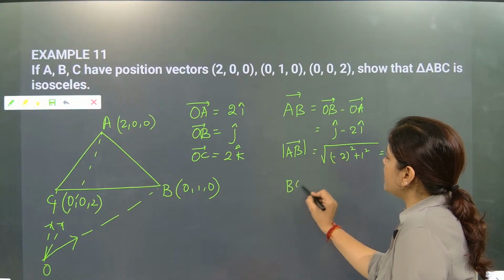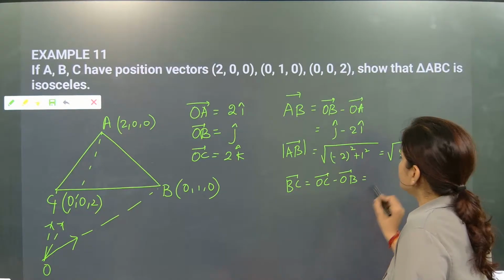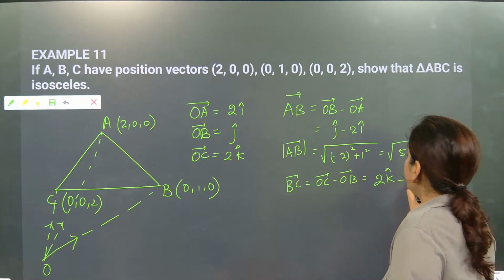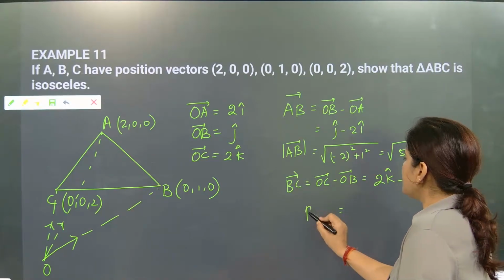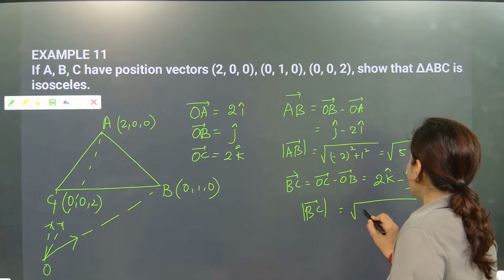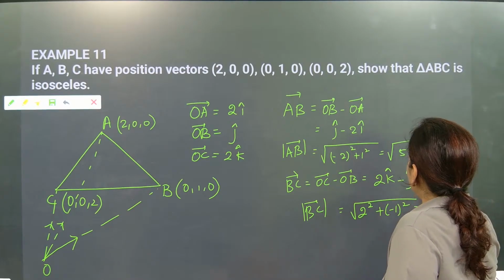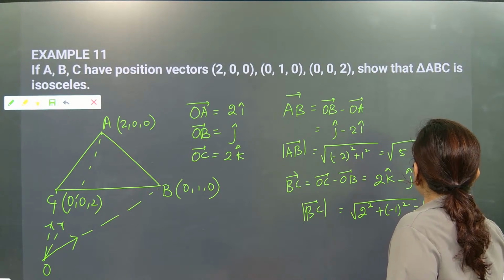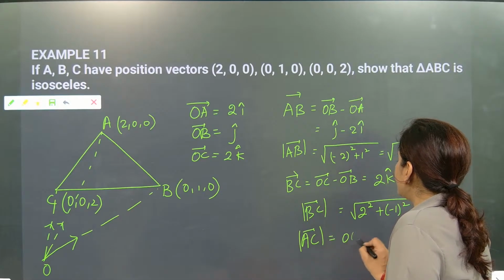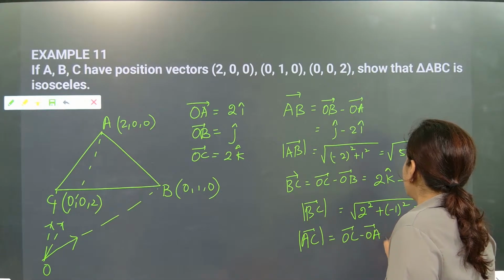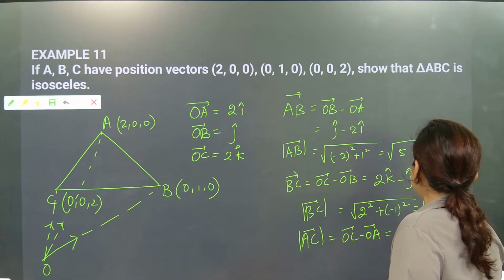Now find the BC vector. BC vector is OC vector minus OB vector. So what is OC? 2k vector minus j vector. Now, beta, what is the magnitude of the BC vector? It is coming as 2 square plus (minus 1) whole square, root under 5 units. Now the AC vector is coming as what? OC vector minus OA vector. What is OC, beta? 2k vector minus 2i vector.